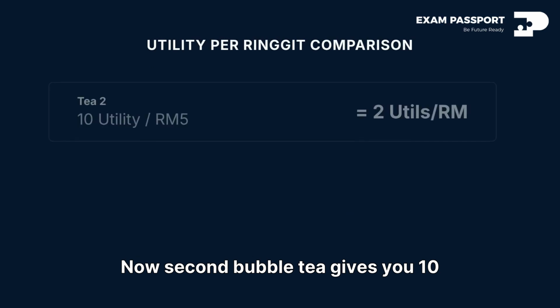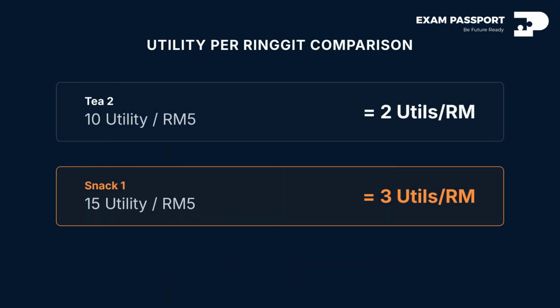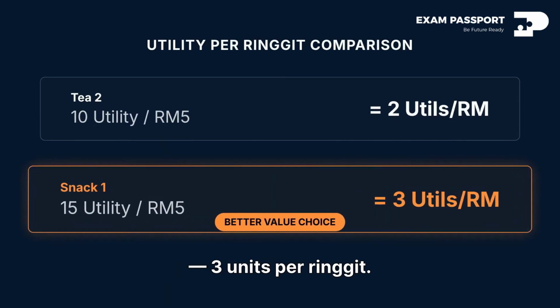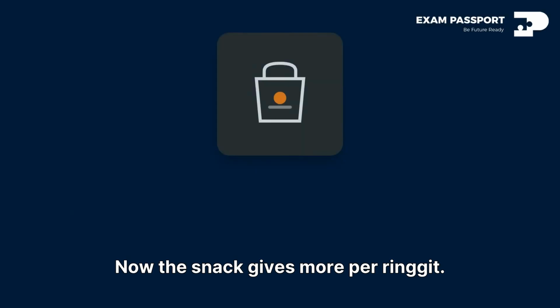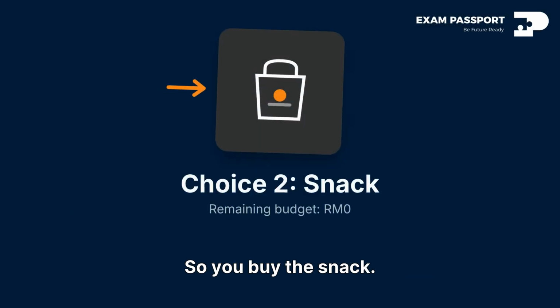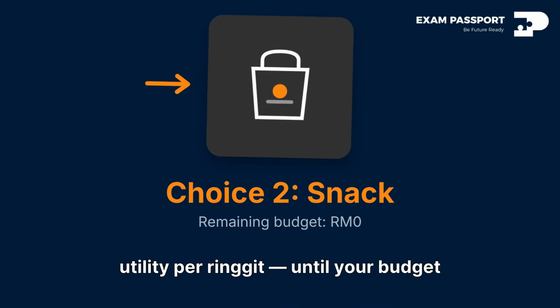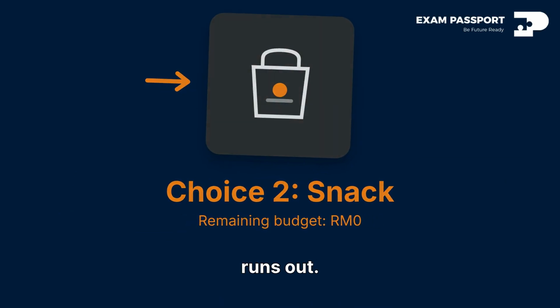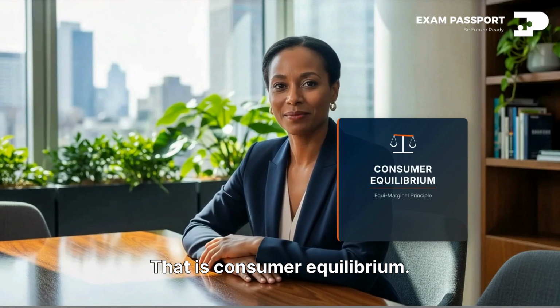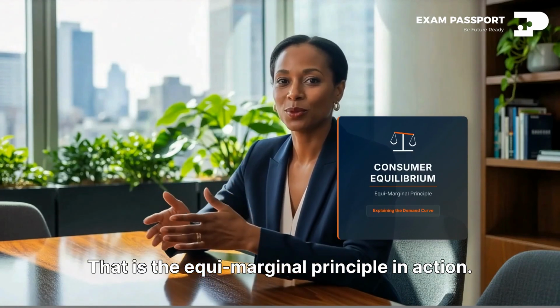Now second bubble tea gives you 10 units, 2 units per ringgit. Second snack still gives you 15 units, 3 units per ringgit. Now the snack gives more per ringgit, so you buy the snack. You keep switching to whichever gives more utility per ringgit until your budget runs out. That is consumer equilibrium. That is the equi-marginal principle in action.